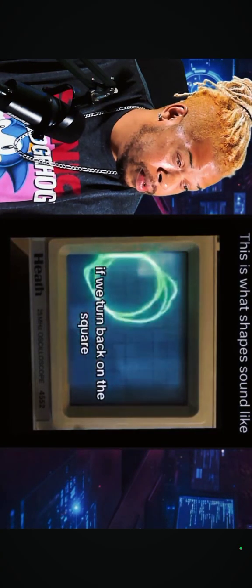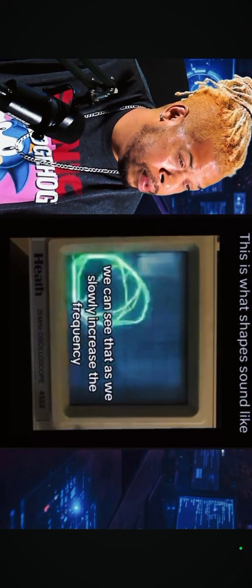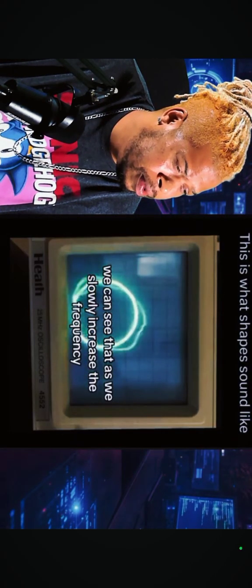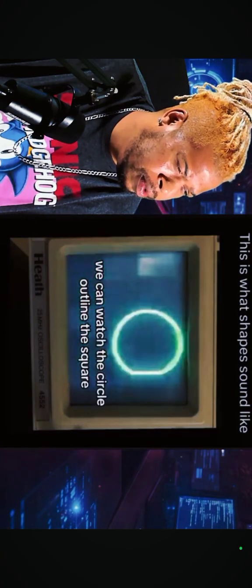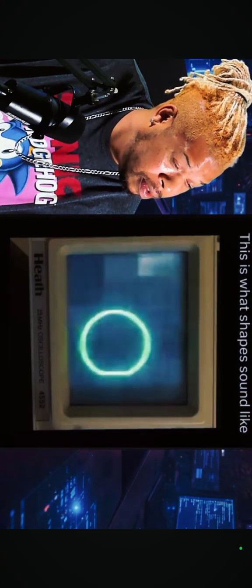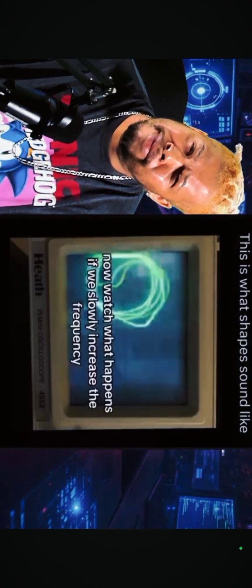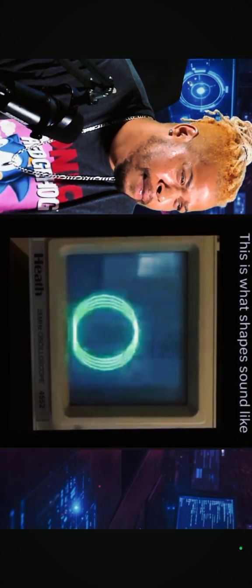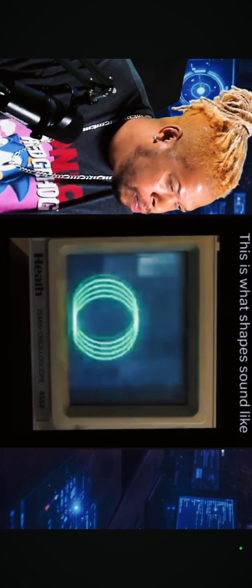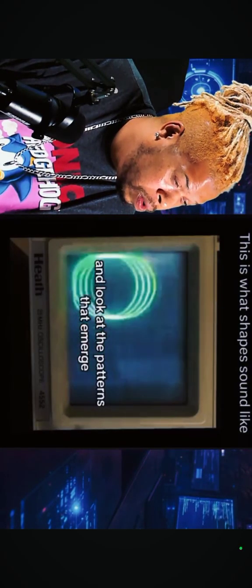If we turn back on the square, we can see that as we slowly increase the frequency, we can watch the circle outline the square. Now watch what happens if we slowly increase the frequency. And look at the patterns that emerge.